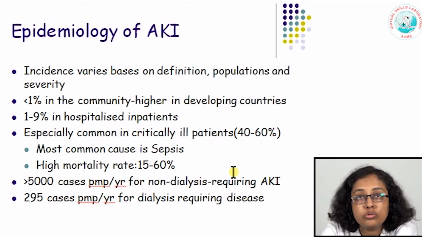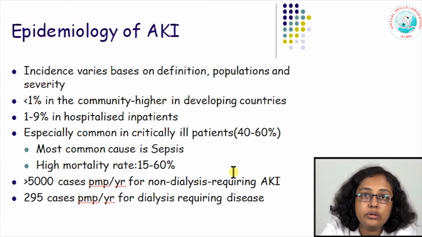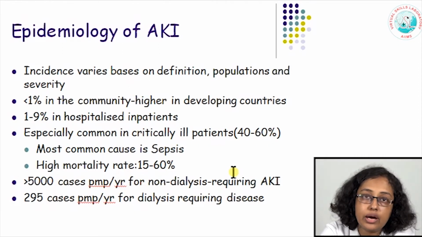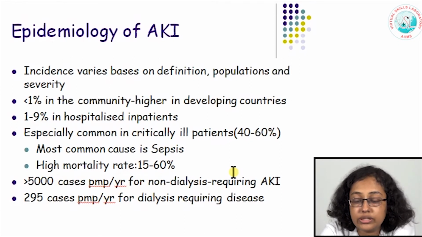Most patients in ICU develop some sort of renal insult at some point of time, and the incidence ranges from 40 to 60%. It is especially common when the patients have sepsis. And the unfortunate part is critically ill patients, when they develop acute renal failure, have a very high incidence of mortality, up to 40 to 60%.